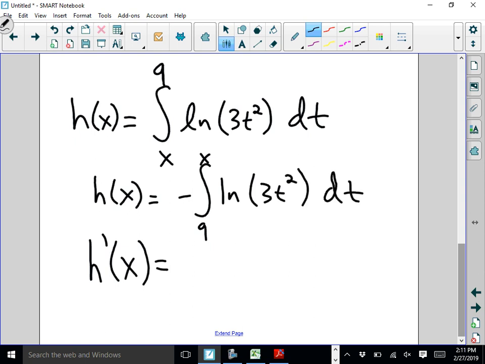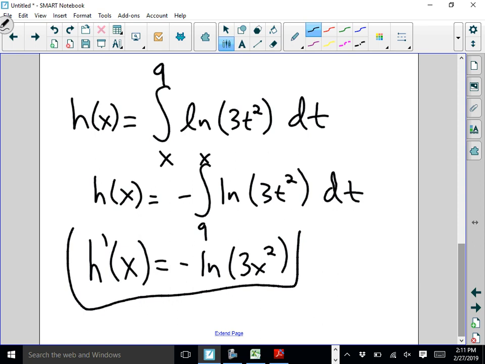Now when I do h prime of x, I just keep that negative sign, and I got ln of 3x squared. Done. In a sense, all I did was flip the limits of integration and threw an opposite sign out in front. Then I can plug in x. Where things get a little bit dicey is when we have things other than just regular old x up there.